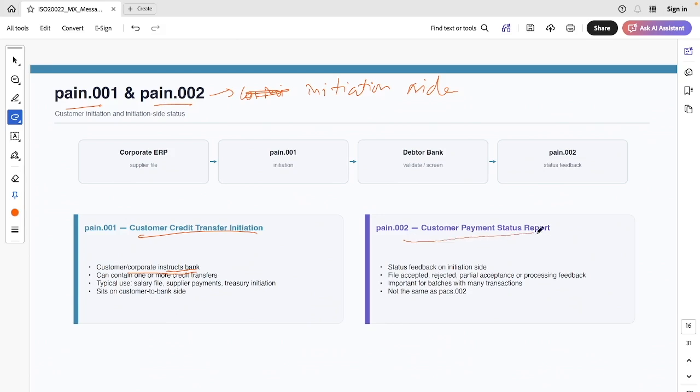Pain.002 is customer payment status report. It provides feedback to the customer or initiating system. For example, the file may be accepted or rejected or partially accepted or still under processing state. This is very important when one batch contains many payments. Okay. Pain.002 does not always mean final settlement has happened. It is just a feedback on the initiation side processing. Also, Pain.002 is not the same as PACS.002. We will compare them shortly.